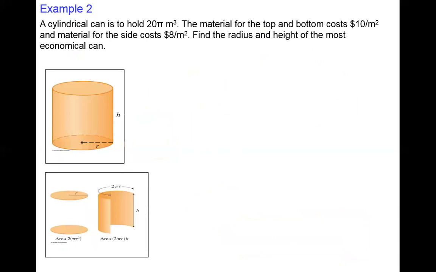A cylindrical can is to hold 20 pi cubic meters. That means this is the volume. The material for the top and the bottom costs $10 per square meter, and the material for the side costs $8 per square meter. Find the radius and height of the most economical can. Again, for the most economical can, we have to minimize the cost of the material. Minimizing the cost of the material, I have to minimize the surface area. I have to make it as small as possible with that volume, 20 pi.